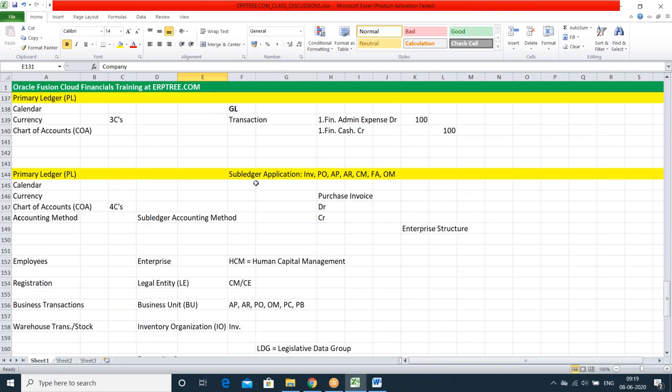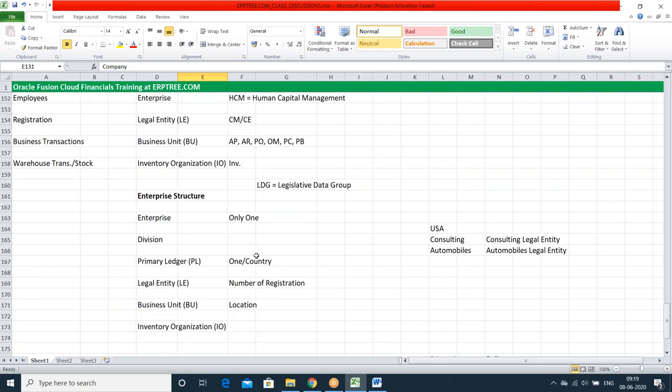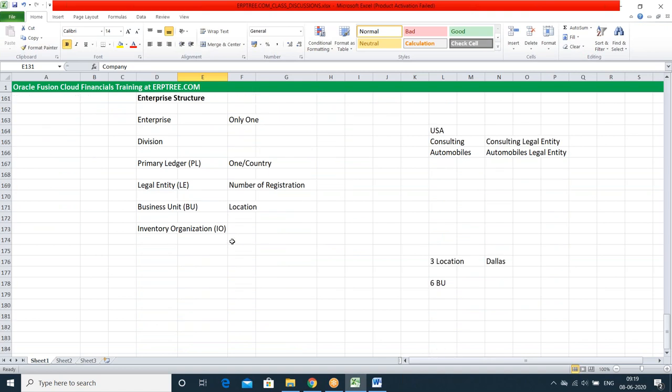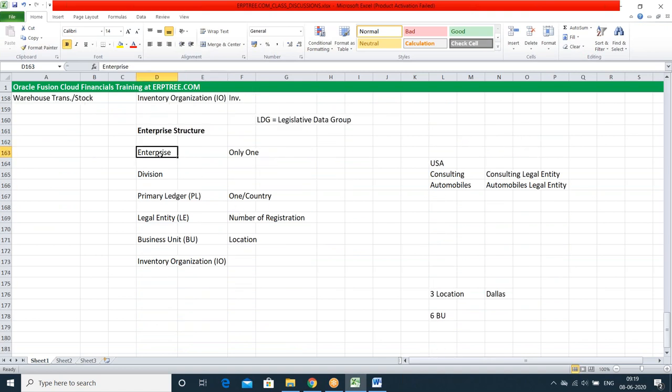Okay, so these are the few points we have to understand related to how to decide how many enterprise units are required. How many enterprises do you require? Only one. Divisions depend on the scenario, but they are completely optional. All the remaining ones are compulsory; you have to create them. And primary ledger, one per country. You can create more than one, but generally we don't go with that practice. What makes a difference to create more than one primary ledger in one country? If different businesses require different charts of accounts, business-wise we may create separate charts of accounts.